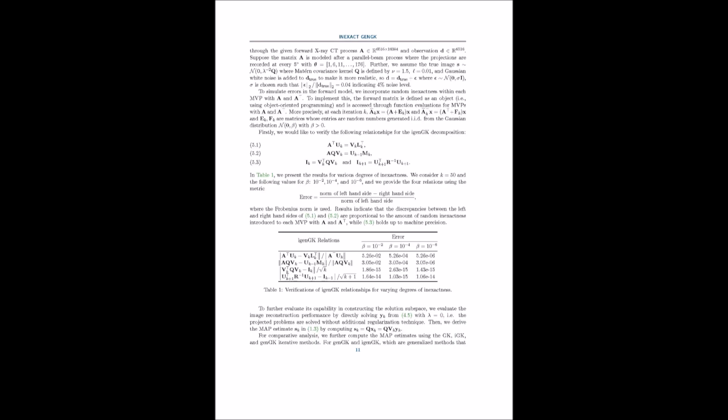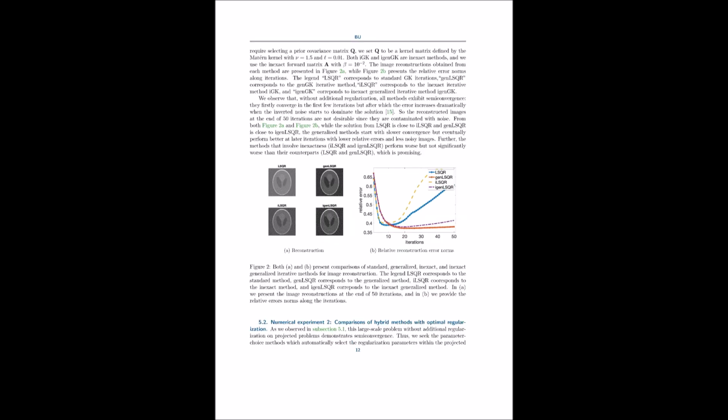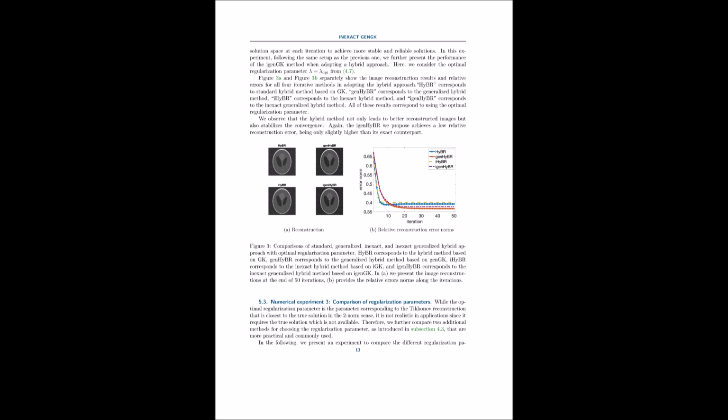Exactly. Think of igenGK as creating a customized map, and igenLSQR is the navigation system that uses that map to find the optimal route. It's an iterative method, meaning it refines the solution step by step. The paper mentions that igenLSQR is based on the idea of projecting the problem onto those Krylov subspaces we talked about earlier.